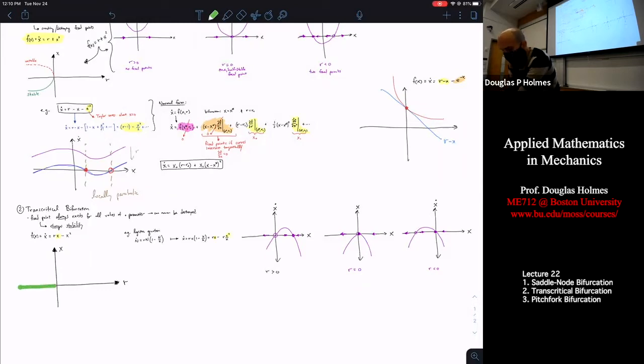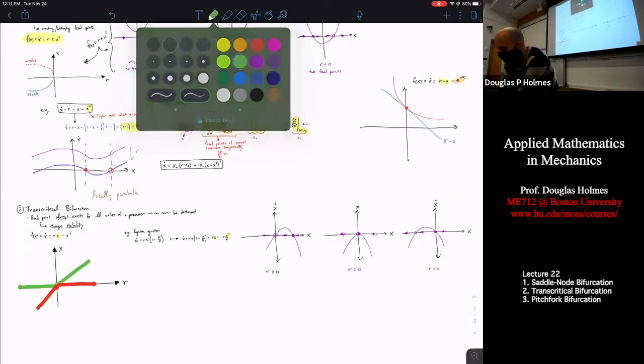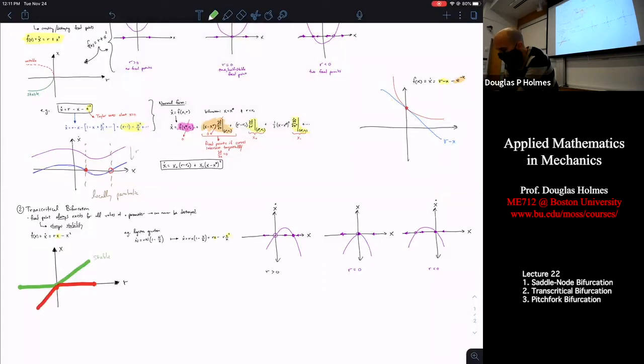And then once r changes, we see a kind of exchange in that stability. This will be easier when I plot all of it together. So this curve here is stable, and this curve here is unstable. Again, I understand this can be difficult to interpret. Here's how to think of it.